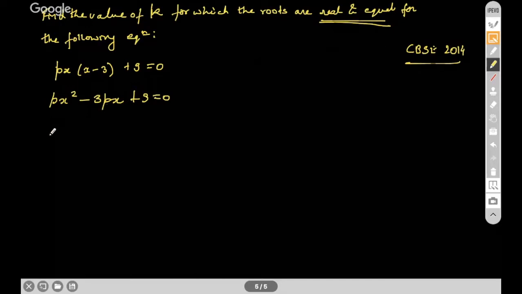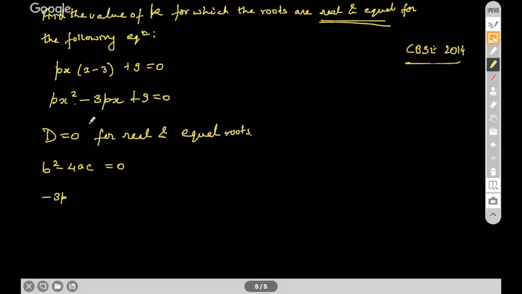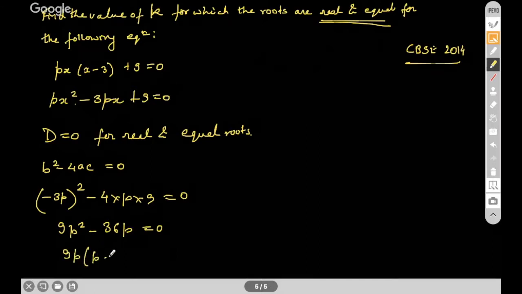Now, for real and equal roots, D must be equal to 0. Then what is D? D is b squared minus 4ac, which must be equal to 0. Now what is b? b in this case is negative 3p. So b squared, the square of this, minus 4 into p into 9 must be equal to 0. So this is 9p squared minus 36p equals 0. You need not multiply it here, because you can extract a common factor. So you can now say 9p into p minus 4 equals 0.